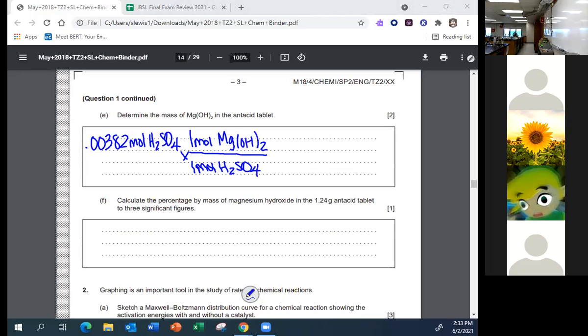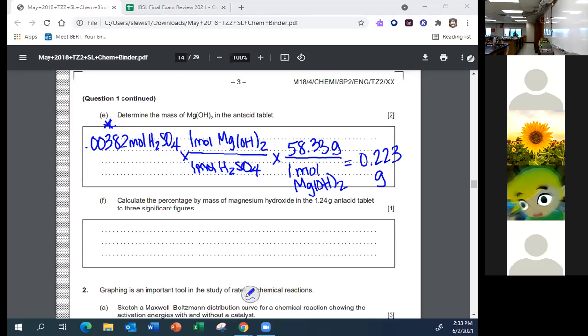Okay, that was our reaction that we wrote in part B. And if I know moles of magnesium hydroxide, I can use the molar mass to calculate grams of magnesium hydroxide. So again, if you made mistakes in parts A through D, whatever number you came up with, you can bring it down right here and get part E correct. Okay, if you set it up correctly.